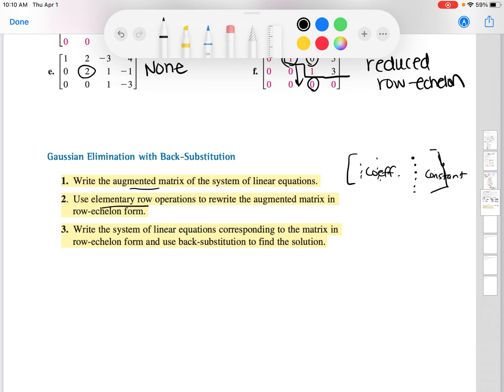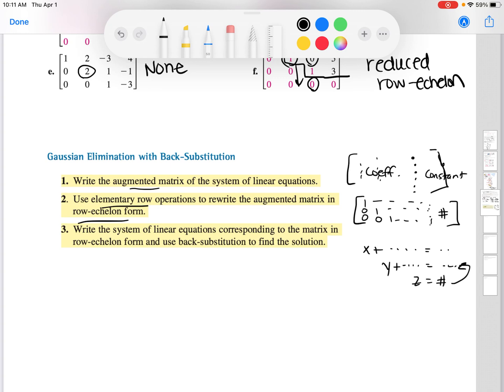And then we're going to use elementary row operations to rewrite that augmented matrix into row echelon form. So we want it to have 1, 0, 0, 1, 0, 1, and whatever comes after it, and then the numbers. And then we're going to write the system of linear equations and use back substitution. So x plus whatever equals whatever, y plus whatever equals whatever, and then z equals a number. And then we'll just plug that all back in to get x, y, and z.